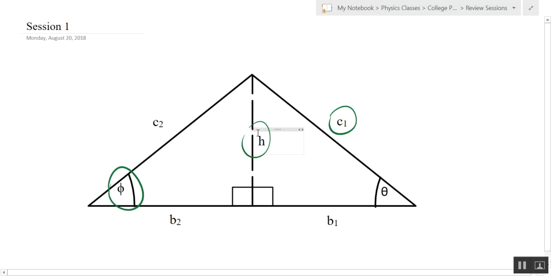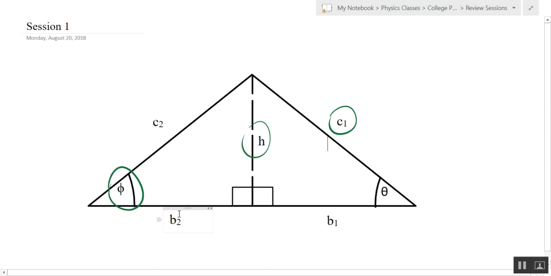Is it the hypotenuse? Is it the adjacent side? Is it the opposite side? So it's the opposite side, right? So you're given the opposite side of the angle. With respect to phi, you're given the opposite side on the left-hand side.